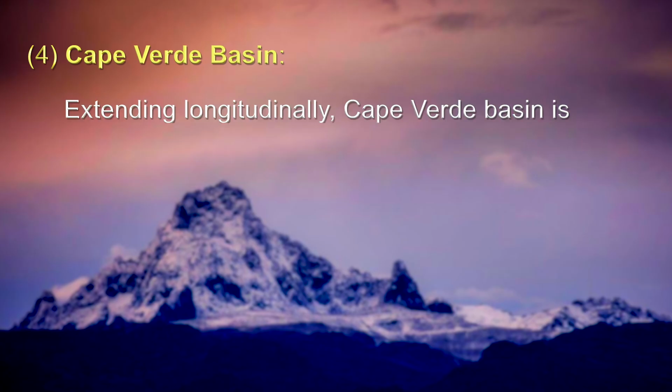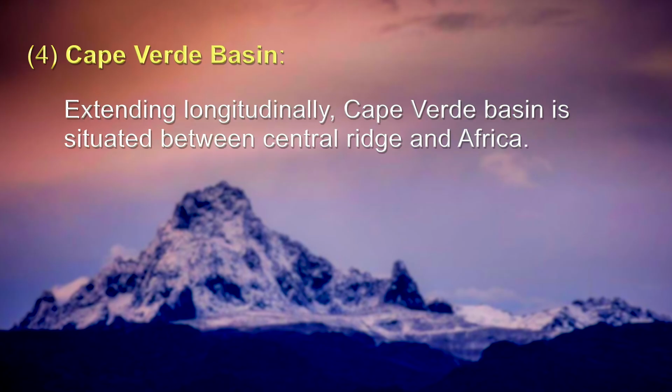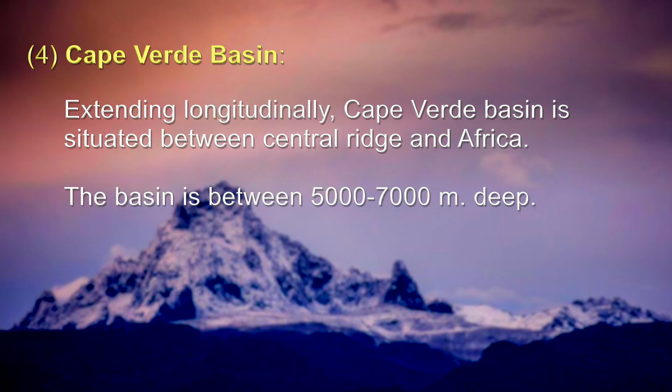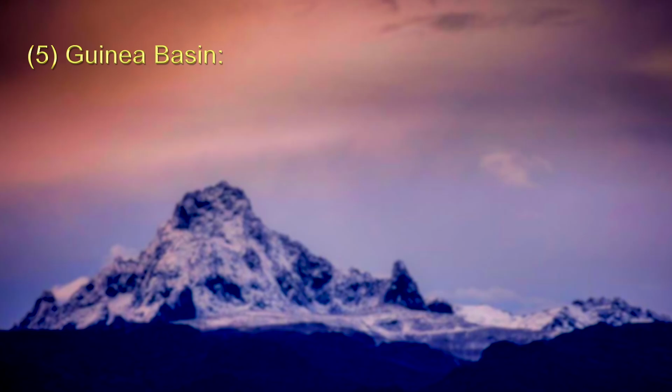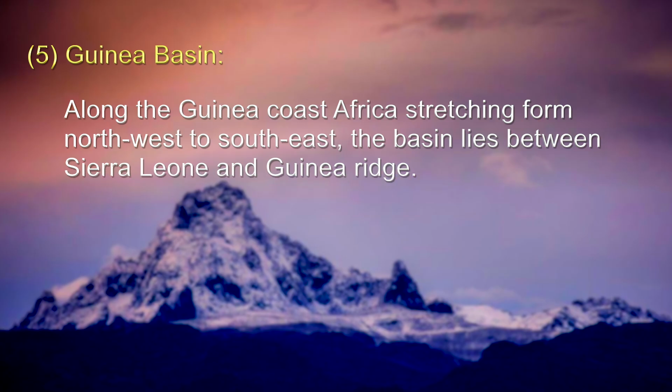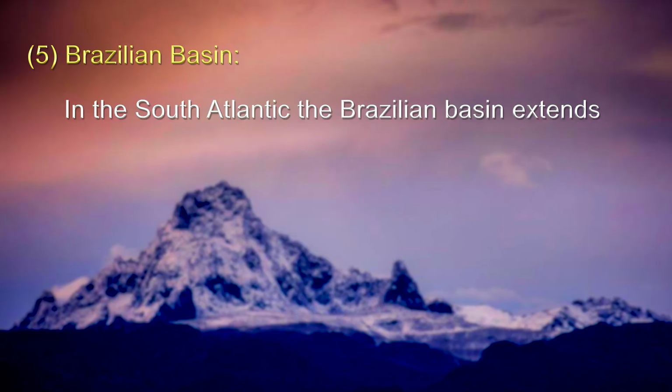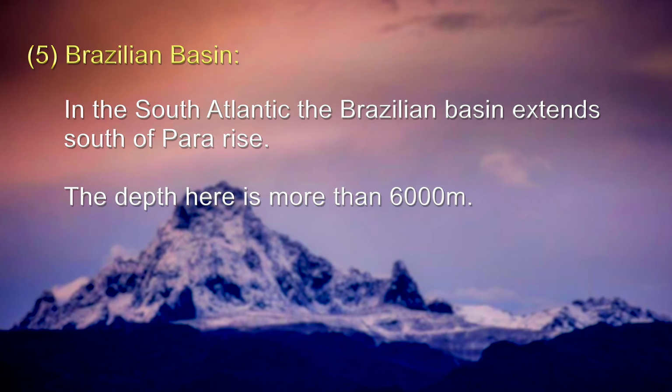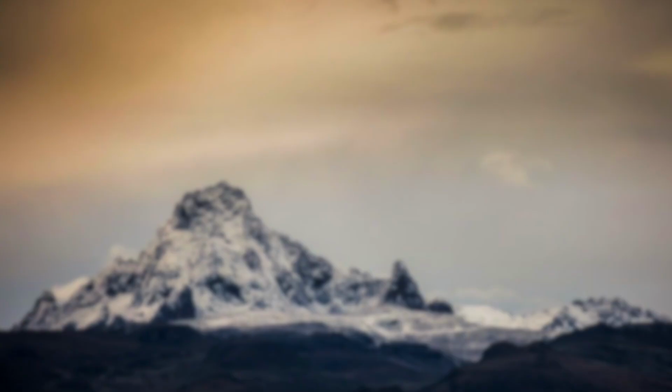Cape Verde Basin. Extending longitudinally, the Cape Verde Basin is situated between the Central Ridge and Africa. The basin is between 5,000 to 7,000 meters deep. Guinea Basin. Along the Guinea coast, Africa, stretching from northwest to southeast, the basin lies between the Sierra Leone and Guinea Ridge. It is in the form of separated basins along the coast between 5,000 and 7,000 meters depth. Brazilian Basin. In the South Atlantic, the Brazilian Basin extends south of Paraíba. The depth here is more than 6,000 meters.